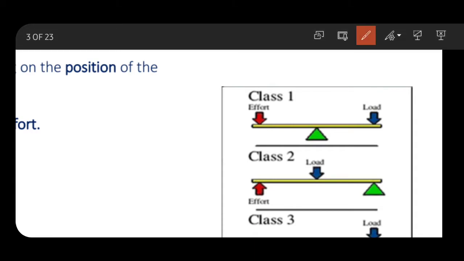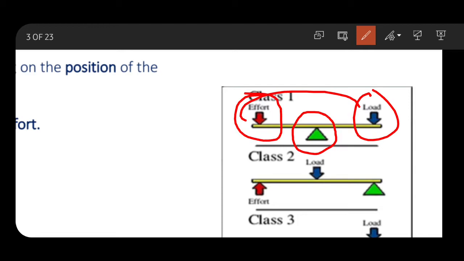And what I have said about the first class lever, that when the fulcrum is between the load and the effort, it is called a first class lever. In the first class lever, this is the fulcrum. Basically, the fulcrum is the support. It is providing support to the effort and the load. See, because of this fulcrum, load and effort are able to be in the same position.